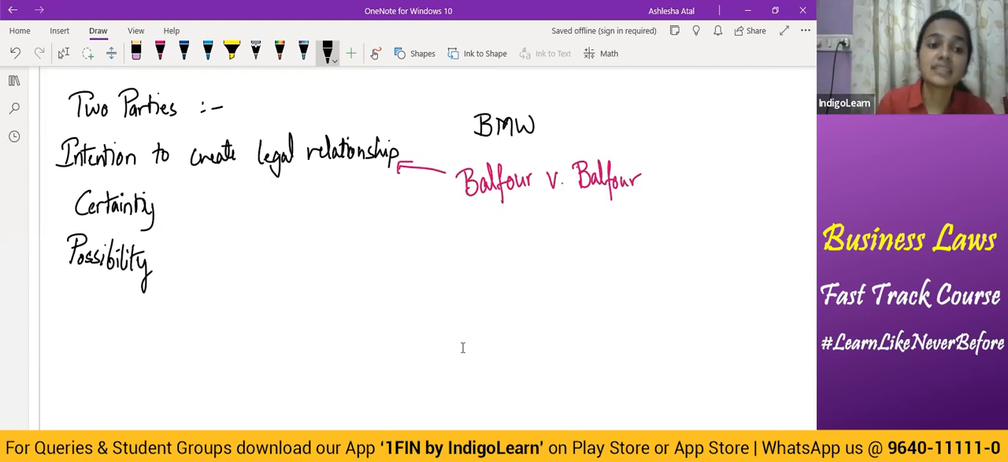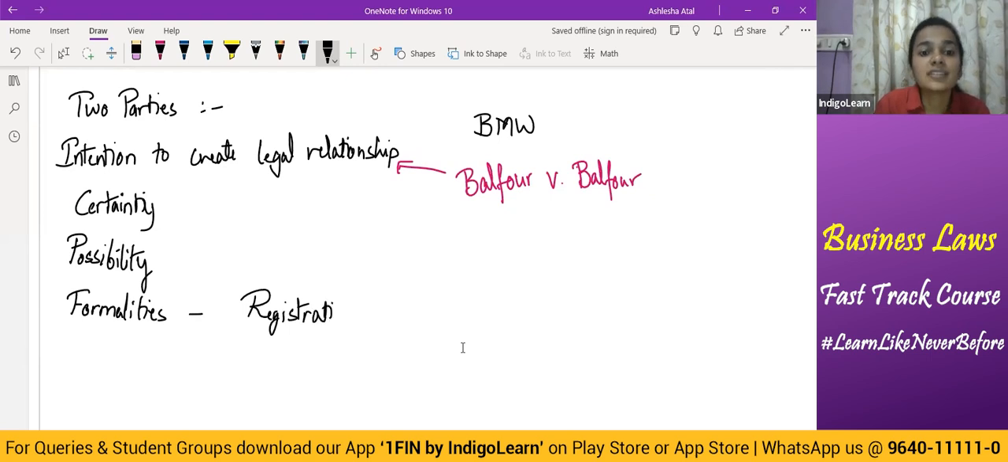And apart from this, in certain situations, there are some other formalities which are to be complied with. Formalities like what? Say if a contract of insurance is being entered into, it has to be in writing. There cannot be an oral contract of insurance anytime. So in certain situations, it is mandatory that the contract has to be in writing. In certain situations, say property related contracts, it is mandatory that there has to be registration done. So in certain situations, certain other formalities also have to be fulfilled whenever a contract is being entered into.